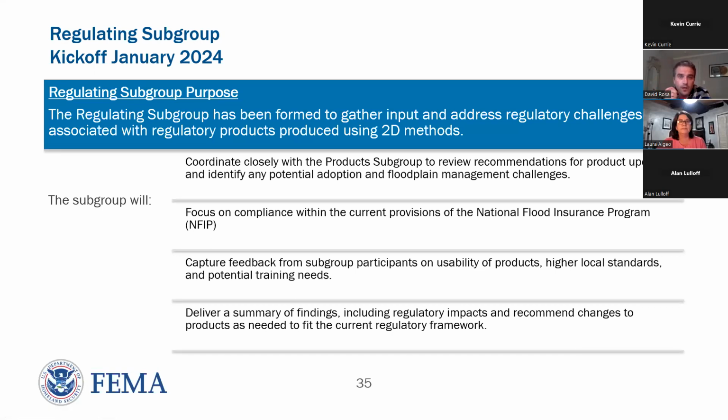This subgroup is coordinating closely with other subgroups to review their recommendations and what their issues were, and establish that pipeline of: here's what hydrology found out as an issue, here's what mapping, here's what products found as an issue. What can we think about in the regulatory subgroup to address these issues? Focusing on compliance to ensure that we're meeting the provisions of the National Flood Insurance Program, and also working to collect feedback from participants about usability of products, higher local standards, and potential training needs.